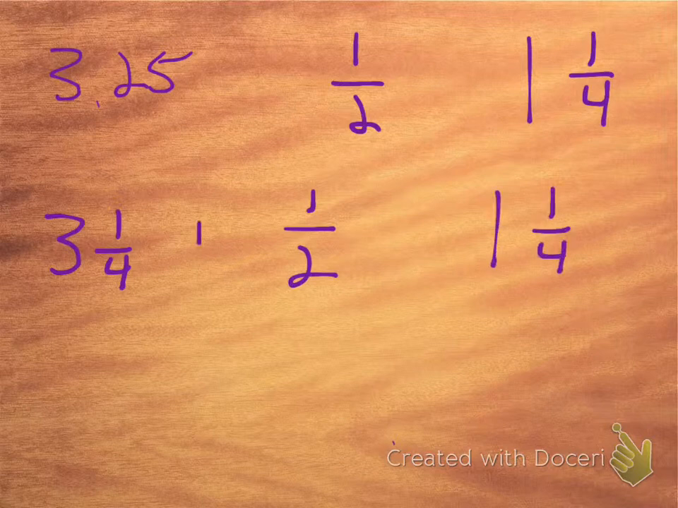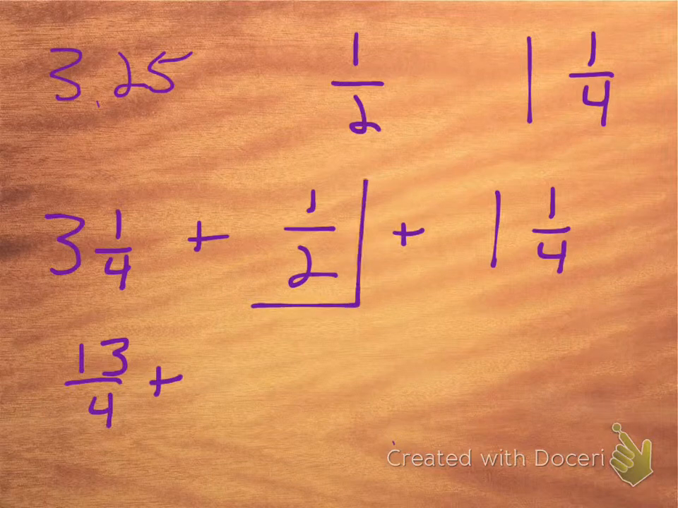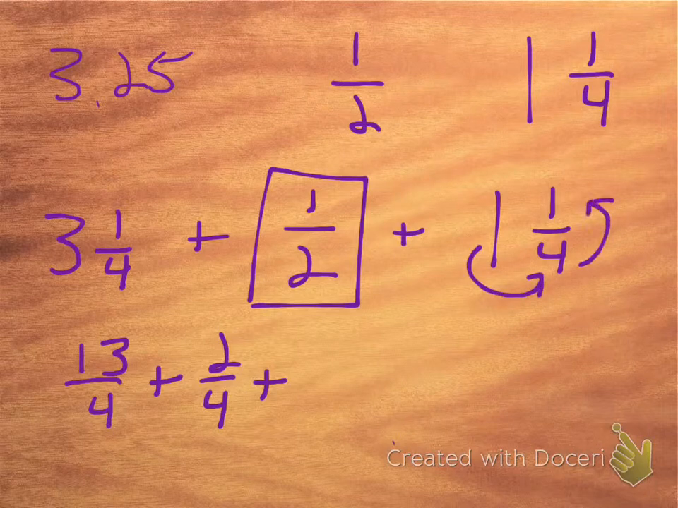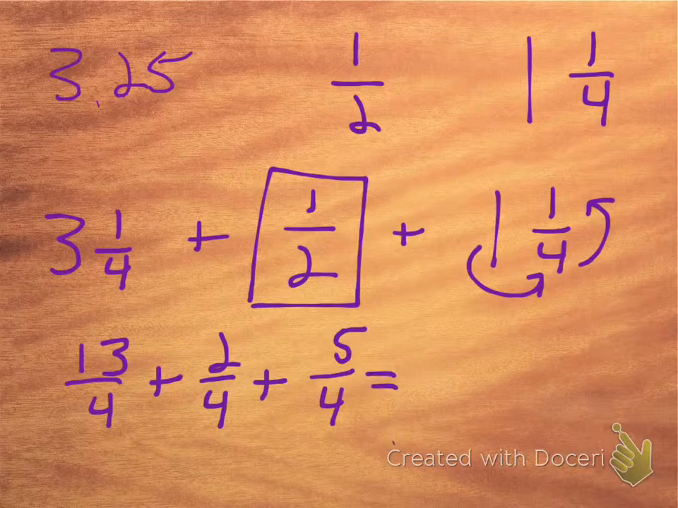Now to add them up, we've got to get rid of the mixed numbers, so do around the world. 3 times 4 is 12, plus 1 is 13. Plus, what can I change this to make it easier? 2/4. Plus 1 times 4 is 4, plus 1 is 5. Now we just add across. 13 plus 2 is 15, plus 5 is 20.